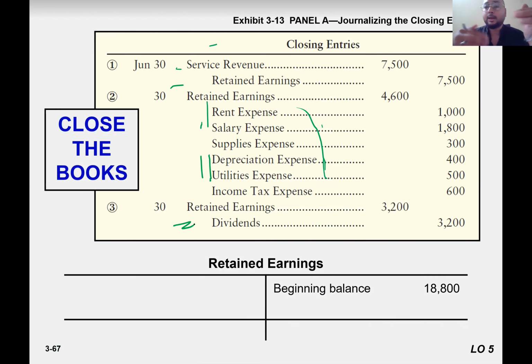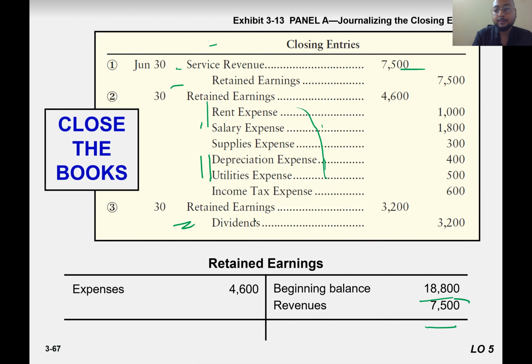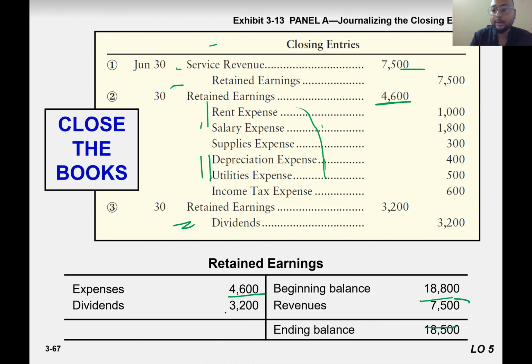Right? Like I told you here, it must be balanced. So you see, retained earning is 1,800. The rest of the things you need to close down. 7,500 is coming from revenue. This 4,600 is coming from expenses and this dividend. And you see the ending balance is now 18,500. So this is how we close revenue, expense, and dividend accounts.